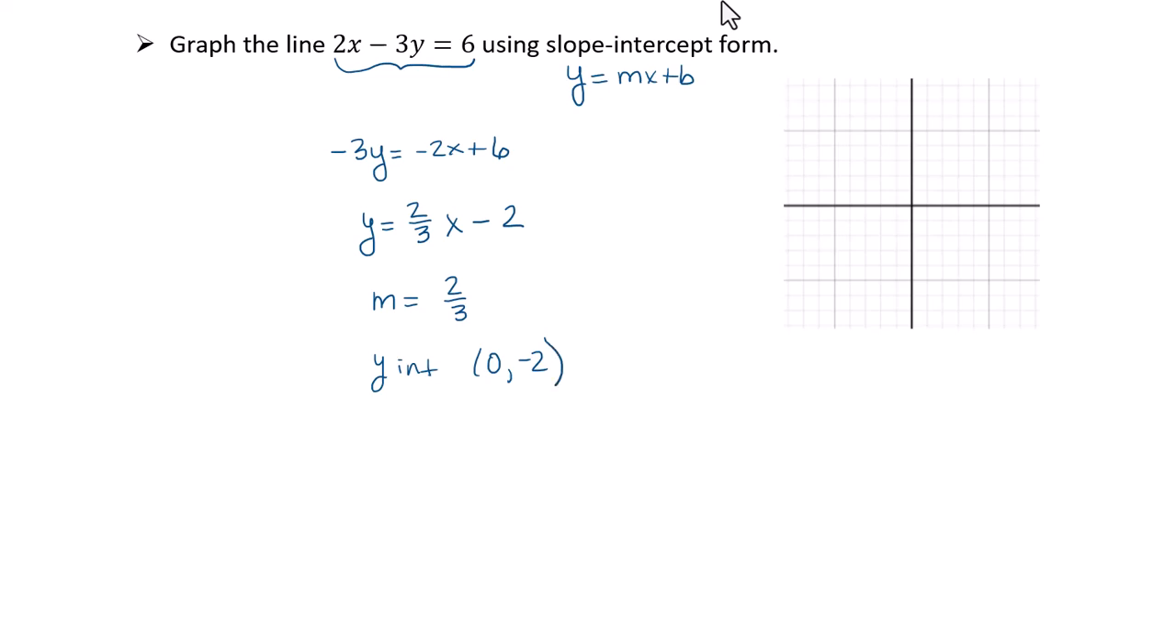Okay, so (0, -2), we want to start with a point, and then our slope says rise 2, run 3. Rise 2, run 3. As many as you want. Didn't quite make it there. And now we can go ahead and draw a nice line through the points we have there, and get some arrows on the end, and there is your linear function.